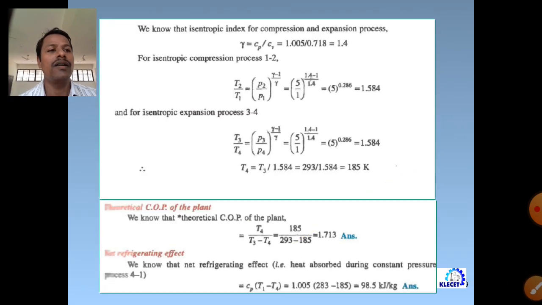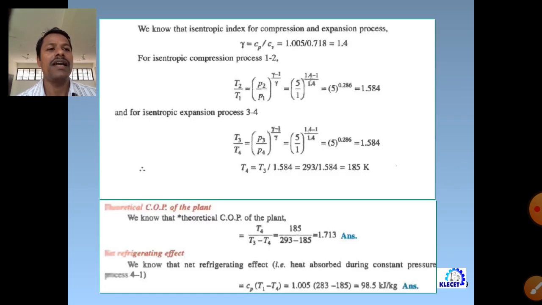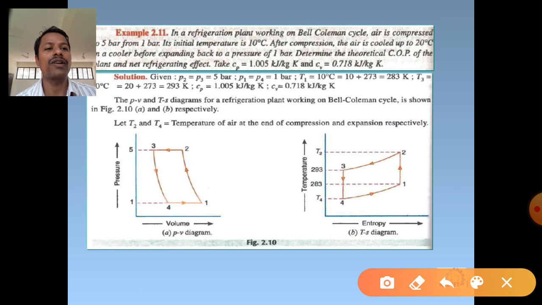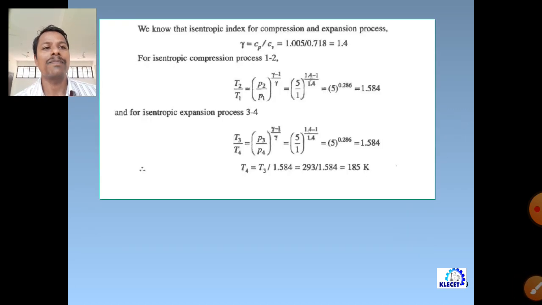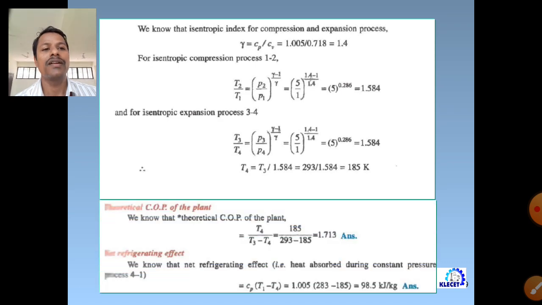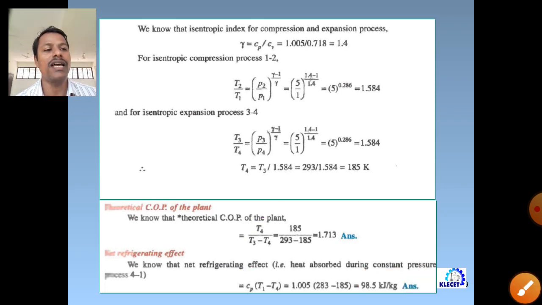So, here one thing we should remember is we need to observe the problem statement, write the given data, and assign the notations as per the cycle notations. Then we need to understand what we are supposed to calculate. For example, in this problem statement there was no T4. To calculate T4 we applied the isentropic law. Then we used the derived COP formula, and the refrigeration effect we knew, and we calculated the unknown things.